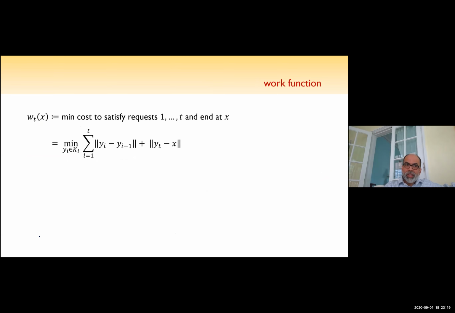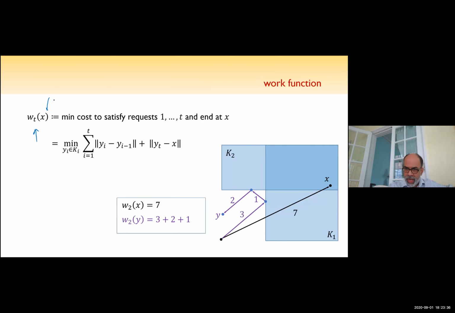The work function is a function of the request sequence, and it changes over time. So the work function at time t of a point x is the min cost way to handle the first t requests and end up at x. So here are two examples. The first guy, if you wanted to handle both the requests and end up at that point, you just go straight there. Whereas if you wanted to end up at y, the best way would be to actually figure out how a ray of light would travel in that way. Okay, this is the work function. No rocket science really.